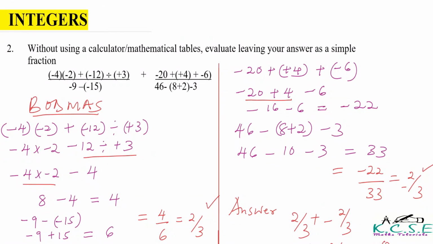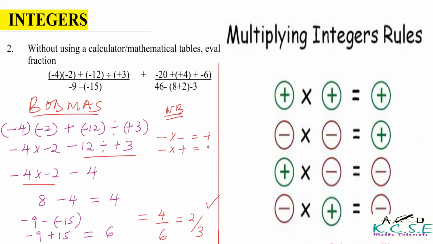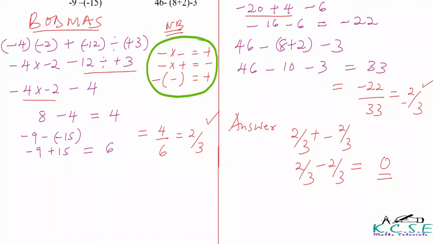Just a quick reminder of some of the basic rules that we've used here in integers. Just to remember, note that when you have negative multiplied by negative, that one gives positive. A negative multiplied by a positive, that one gives a negative. And then if you have a negative before the bracket, this one gives positive. So this one is very, very important. Don't forget these very important rules.